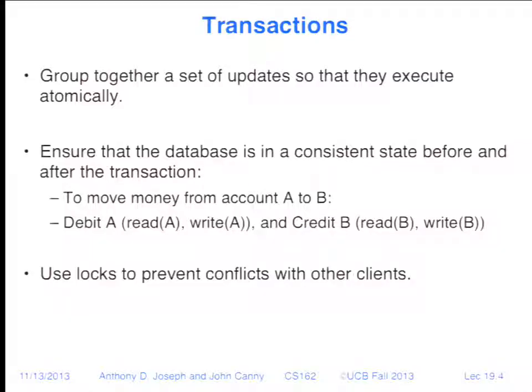And canonical examples are financial examples where you're trying to move money from one account to another, and you want to make sure that the money is completely moved and it doesn't disappear in the middle somewhere. So that series of reads and writes has to be executed all together or not at all.